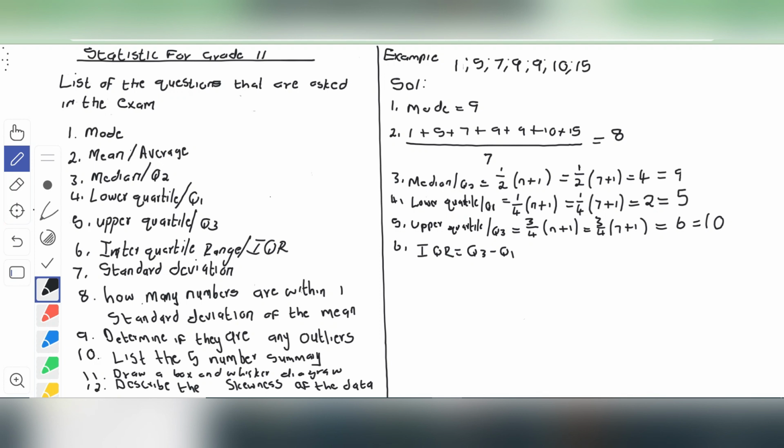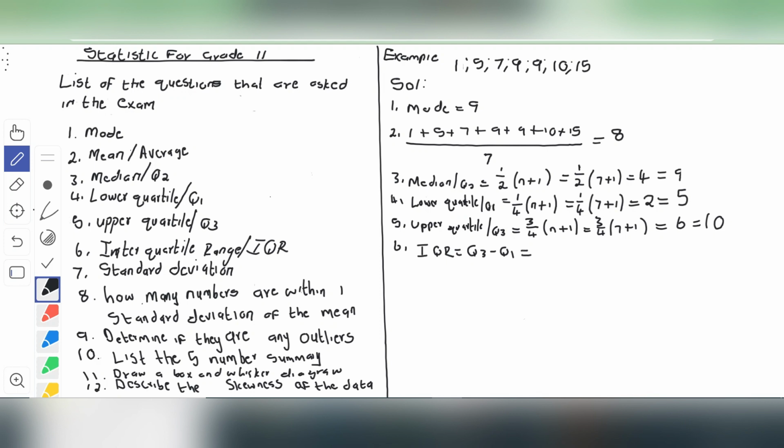So meaning you cannot calculate the interquartile range if you don't know how to calculate the lower quartile and the upper quartile. You need to know how to calculate the lower quartile and upper quartile before you can calculate what? The interquartile range. Because you use those values of Q3 and Q1. Okay.